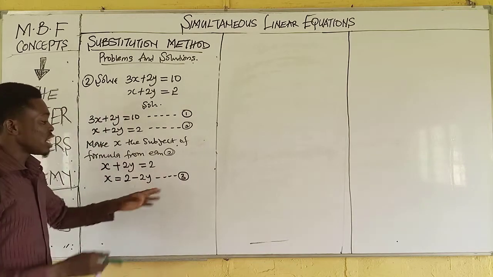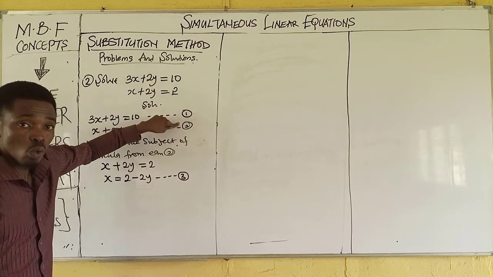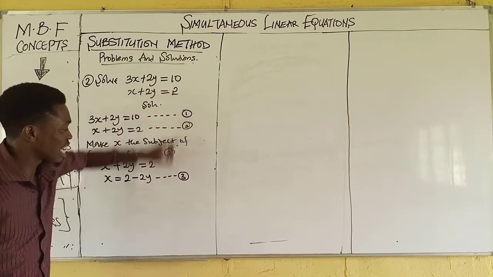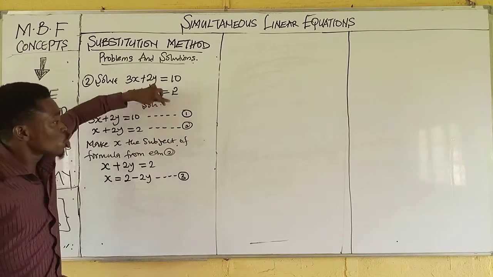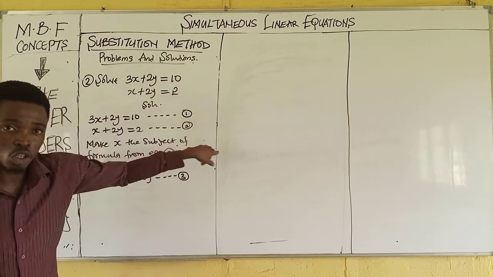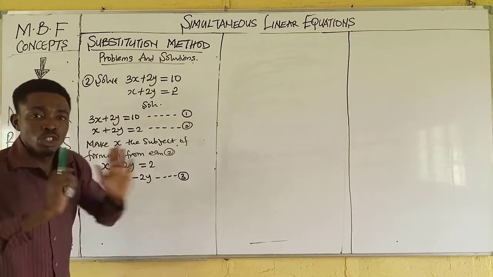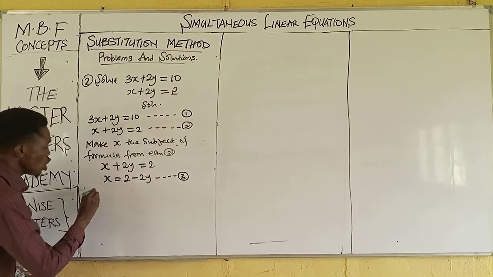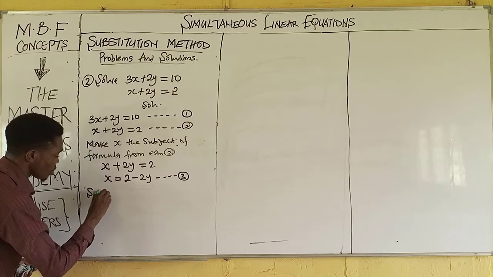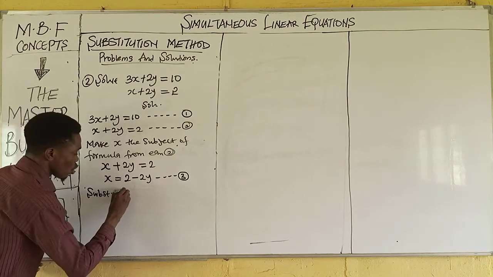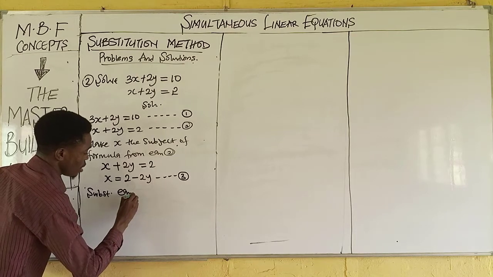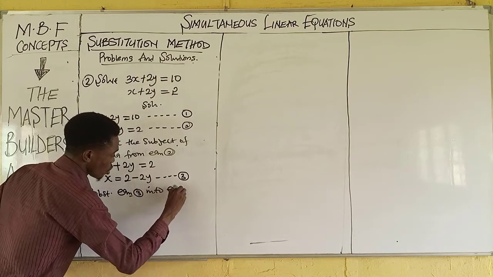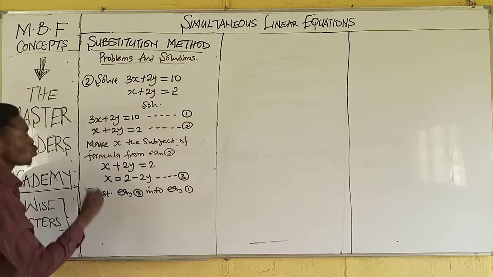Now that I deduce equation 3 from equation 2, the only equation I have not touched at all is equation 1. Then I need to substitute equation 3 into equation 1, not equation 2, because equation 2 has already been used. Is that clear? Alright, so I will simply say substitute equation 3 into equation 1.